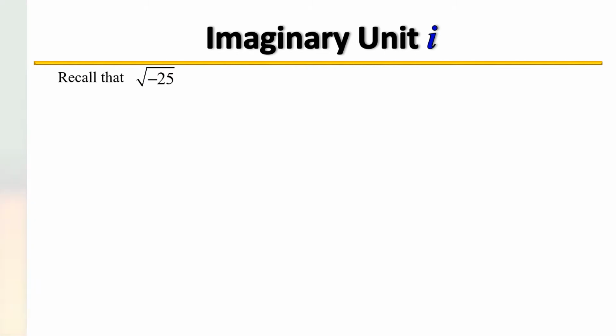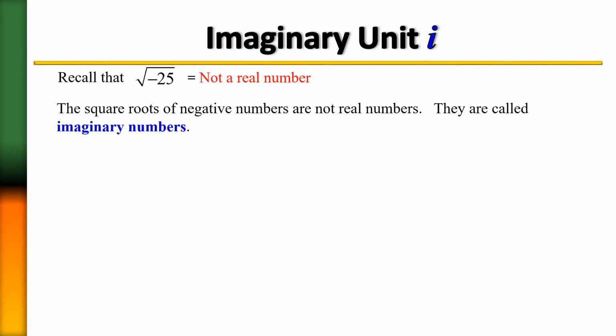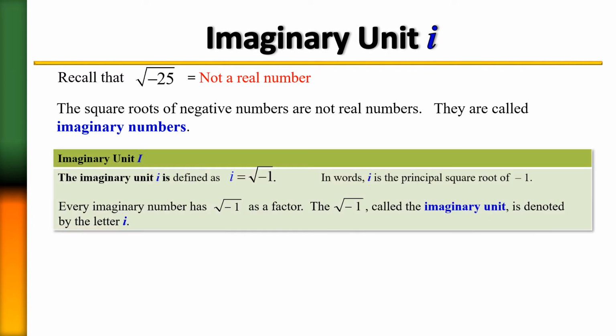The imaginary unit i. Recall that the square root of negative 25 is not a real number. The square roots of negative numbers are not real numbers. They're called imaginary numbers. So let's talk about this imaginary unit i. It is defined as i equals the square root of negative 1. In words, i is the principal square root of negative 1.